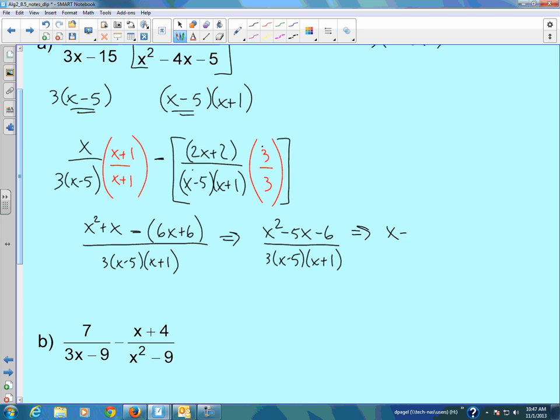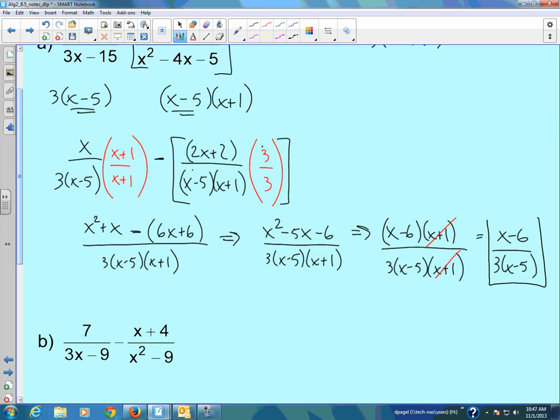And I get an x minus 6 and an x plus 1 over 3 times x minus 5 times x plus 1. So in this case, we've got x plus 1s on the top and bottom. They actually cancel each other out. And we finally get x minus 6 over 3 times x minus 5, or I could say x minus 6 over 3x minus 15.